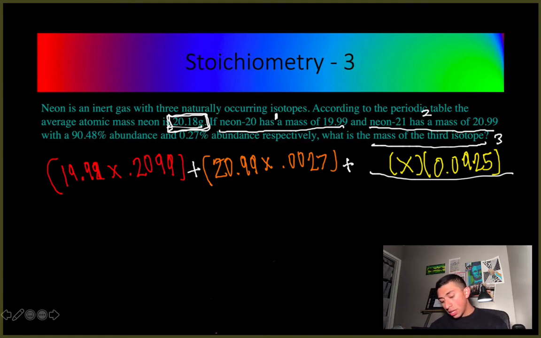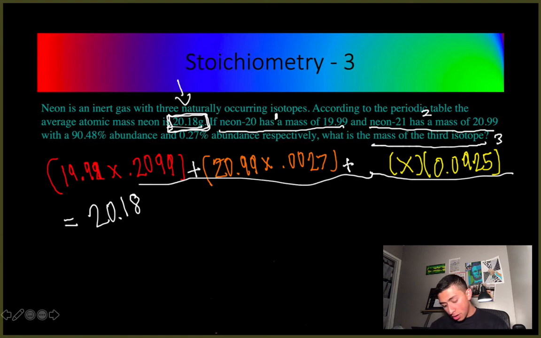Now we can sort of work with this and set up a really simple algebra problem, really. So once again, the average atomic mass here is 20.18. So this entire setup here equals 20.18, and we have all the information that we need in this weighted average setup, except for one very, very important piece of information, and that is we are missing the isotopic mass of the third isotope. And that is how we are going to move forward here. We are going to solve for that third isotopic mass, which is what the problem asks us for to begin with.